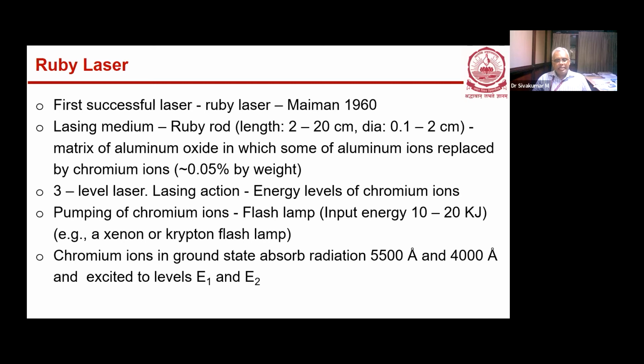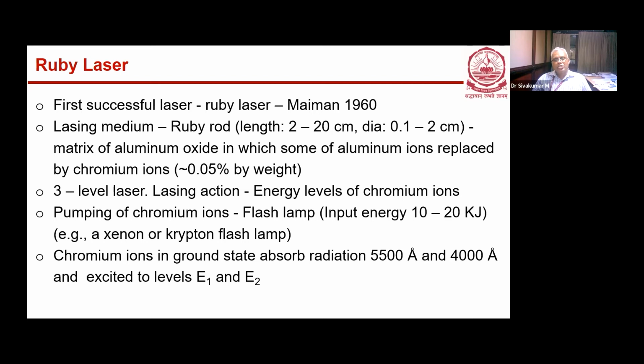You can see the ruby rod consists of a matrix of aluminum oxide, in which aluminum ions are replaced by chromium ions. The details are there. And it is a 3-level laser, which I mentioned earlier.